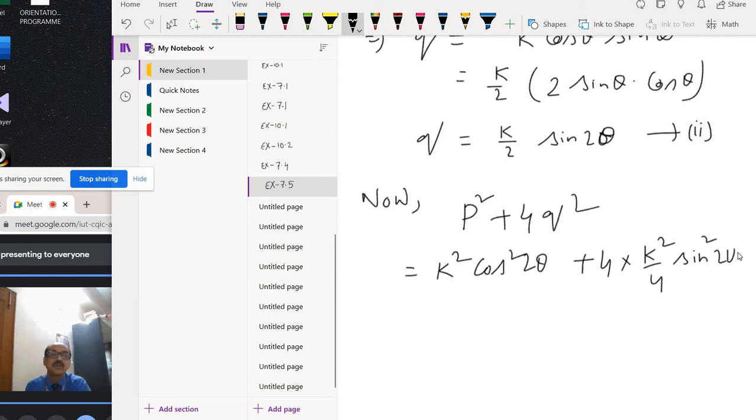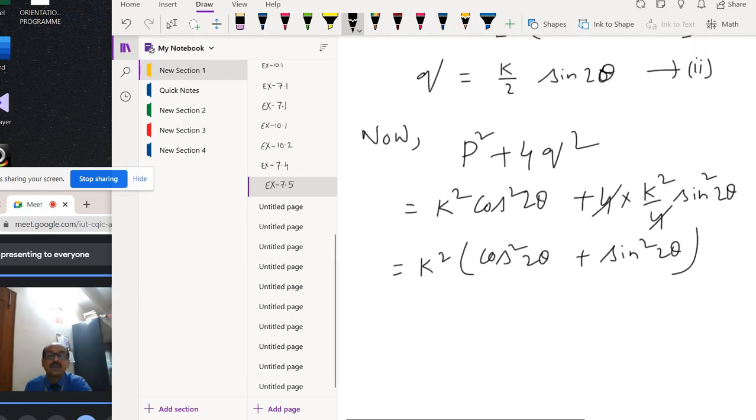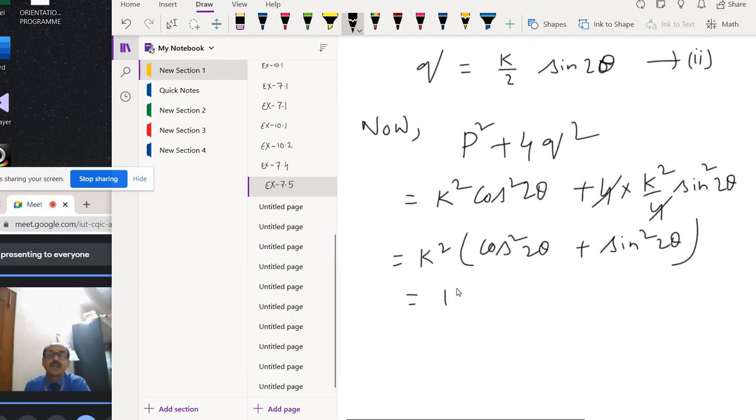Okay, and this 4 cancels. Take k square common: cos square 2 theta plus sin square 2 theta, and this is 1. So it is k square. Therefore p square plus 4q square equal to k square. It is proved.